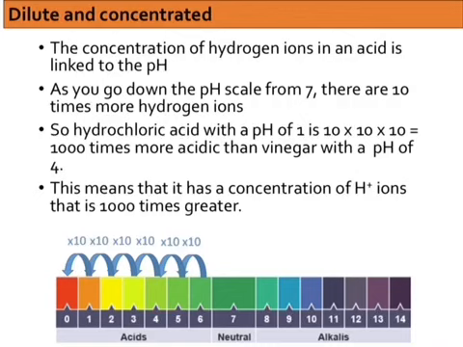Hydrochloric acid with a pH of 1 is 1,000 times more acidic than vinegar, which has a pH of 4. This means that it has a concentration of H+ ions that is 1,000 times greater.